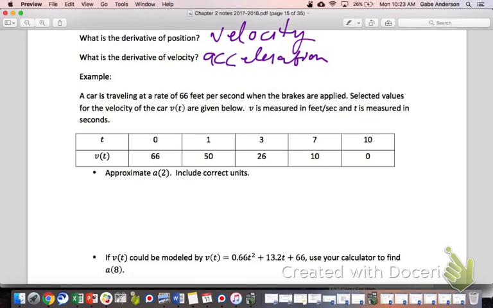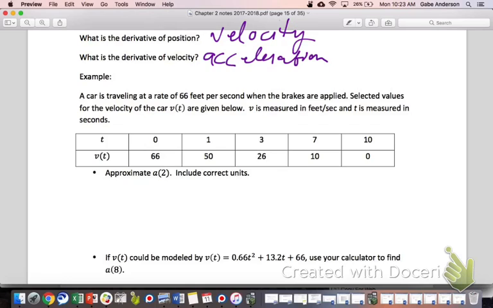So an example here, it says a car is traveling at a rate of 66 feet per second when the brakes are applied. Selected values are given in the table below. V is measured in feet per second. T is measured in seconds. We are asked to approximate A of 2. So what kind of thing is in the table? Velocity.